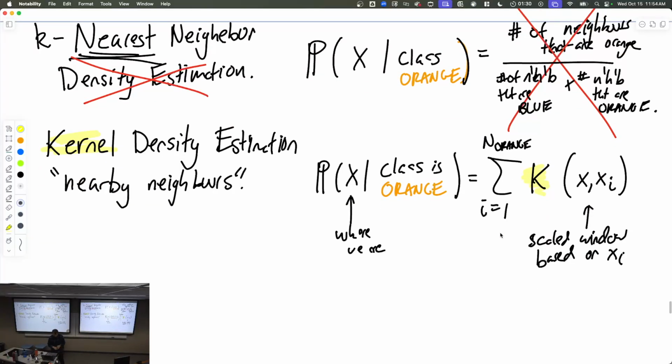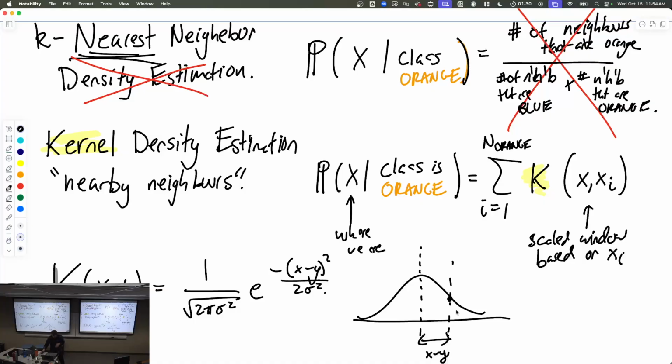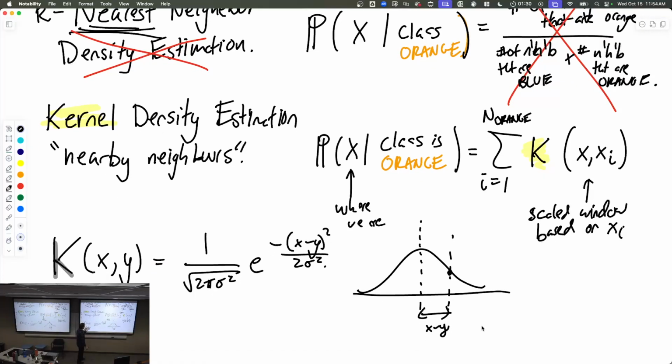Let me write down the kernel that we're going to use. You could use any kernel you want, but the kernel that is most typically used is the so-called Gaussian kernel, which looks like this: 1 over the square root of 2 pi sigma squared, times e to the minus (x minus y) squared over 2 sigma squared. That's the one we're going to use. This has a nice bell curve shape, where the height depends on the difference x minus y. If x minus y equals 0, that's the biggest value, and other values are smaller.